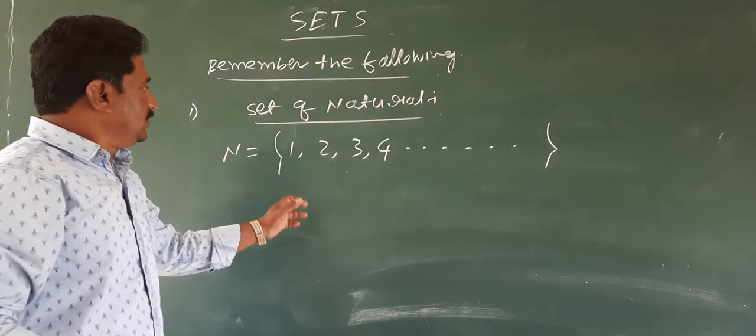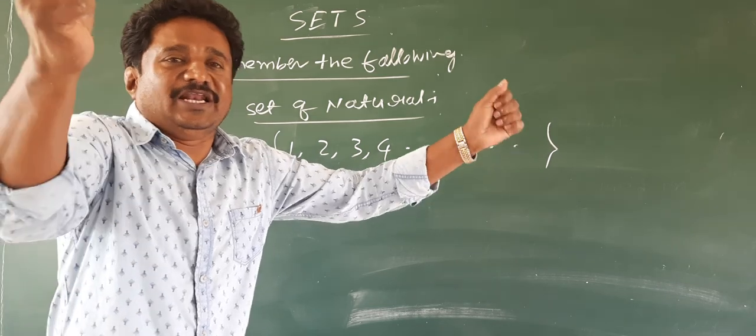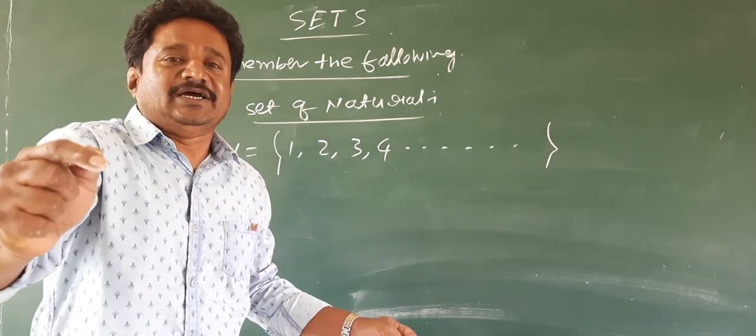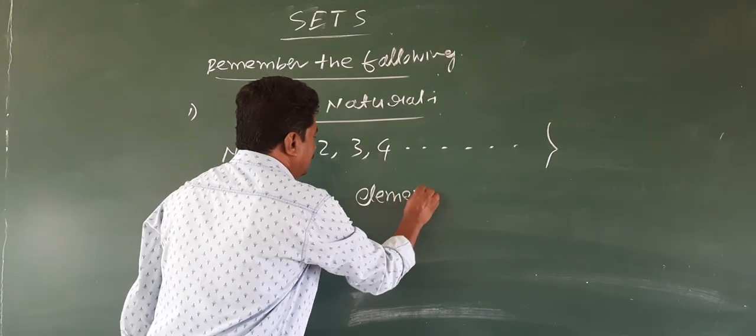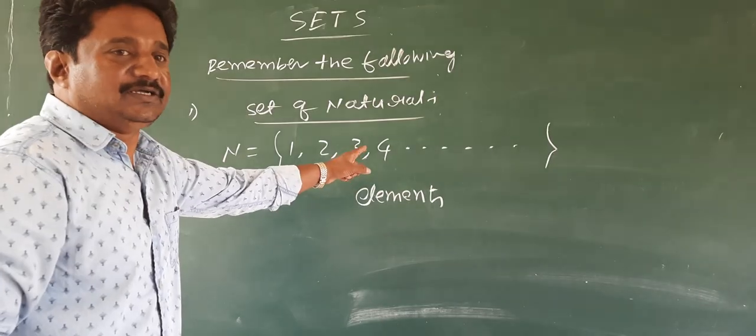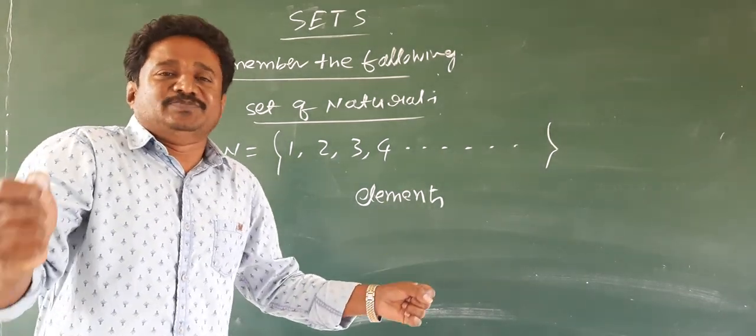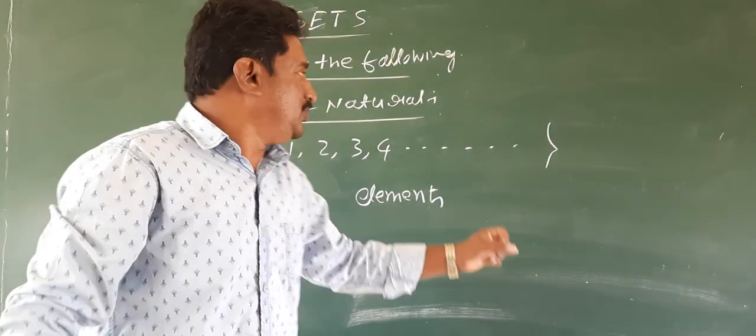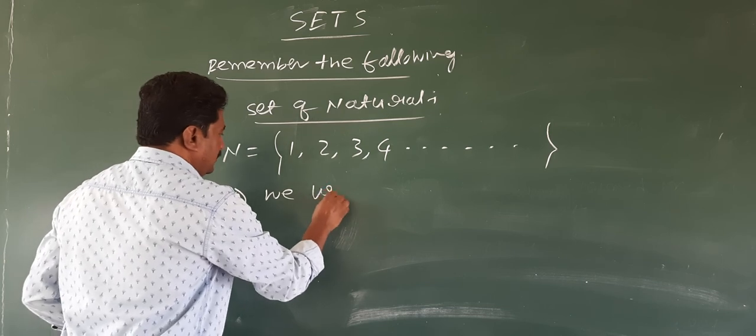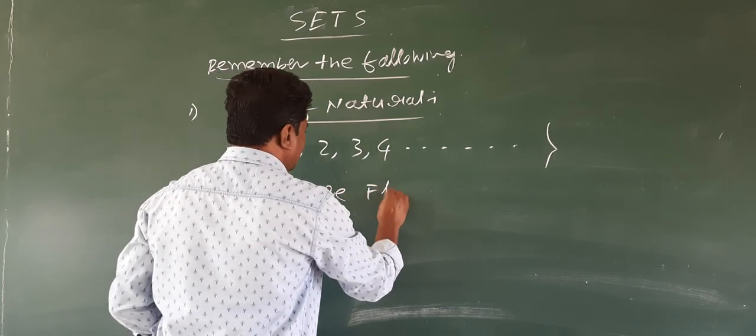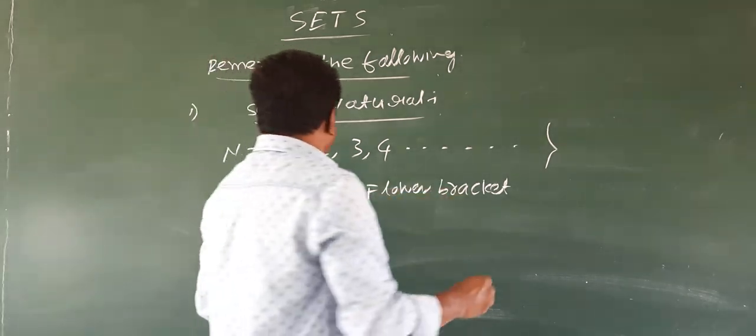To enclose the elements of a set, we use a flower bracket. What are elements? 1, 2, 3, 4 we generally call elements of the set. Elements can be objects or anything. To enclose a set we use this flower bracket. So the first point: we use a flower bracket to enclose the elements.